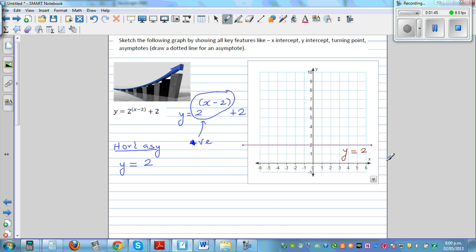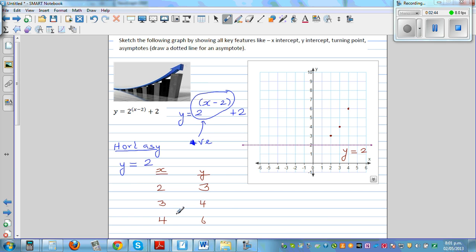Okay, so let's take some neat values. Let me write x and y. Let's start with 2 here. If x is 2, it'll be 2 raised to 0, which is 1, plus 2, that's going to be 3. So when x is 2, y is 3. When x is 3, this will be 2 raised to 1, which is 2 plus 2, which is 4. So 3 comma 4. When x is 4, that'll be 2 squared, which is 4, plus 2 is 6. So when x is 4, y is 6.